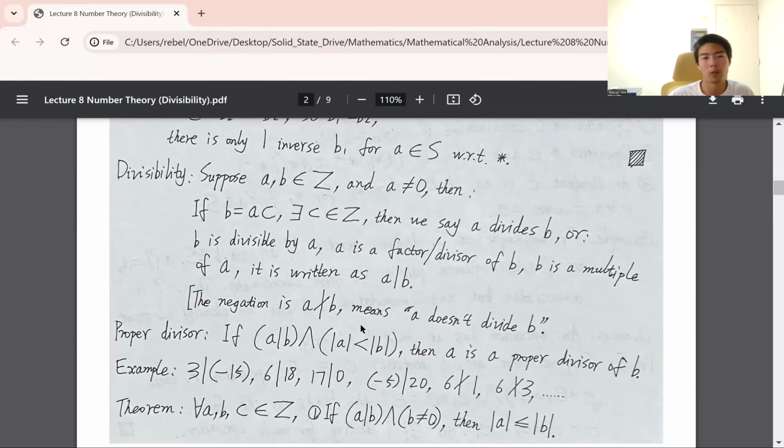Okay, that's all we want to talk about operations. So we just defined what an operation is, with some basic properties like identity, inverse, commutativity, and associativity. So that's all. So let's go to divisibility.